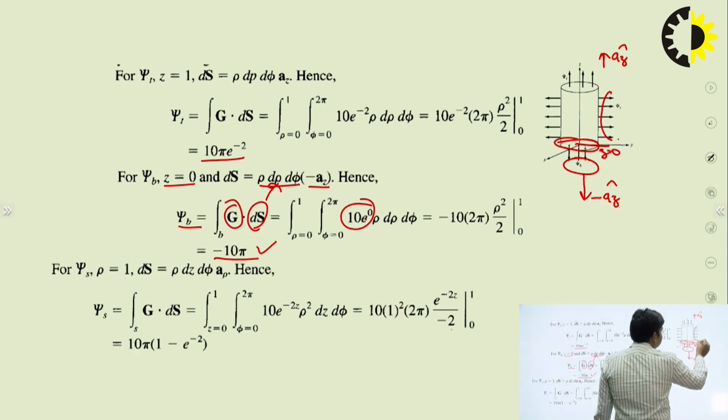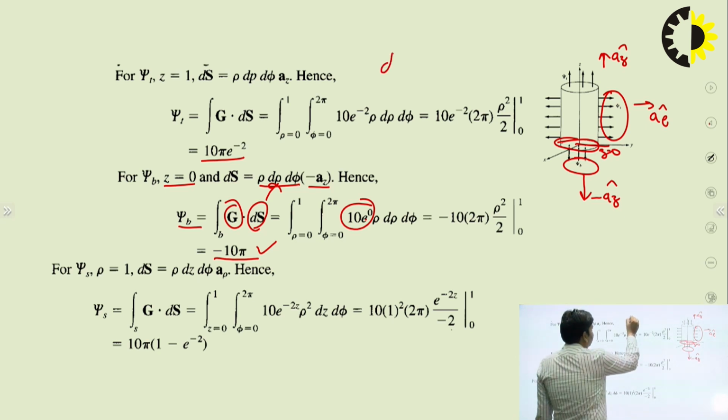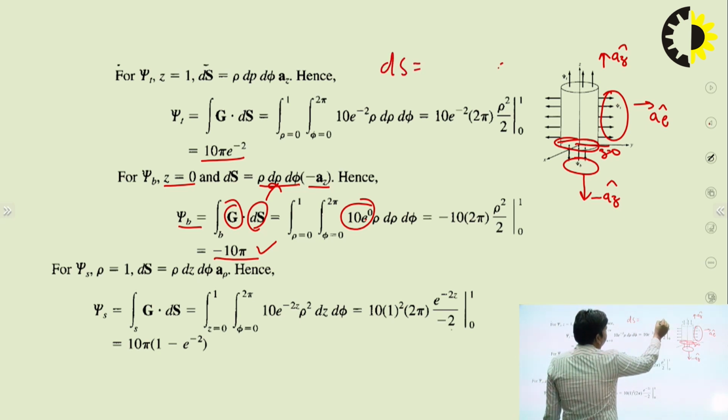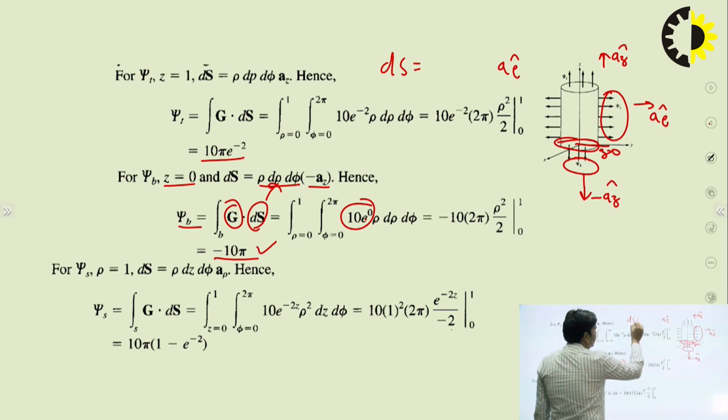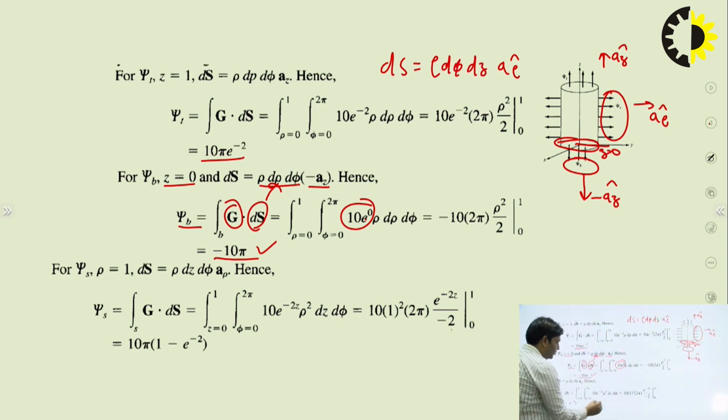Then we calculate the side flux. So the side flux, what is the direction here? This is the a rho direction. So first we calculate the surface ds. How do we calculate the surface ds in the direction of a rho? ds is rho d phi dz.